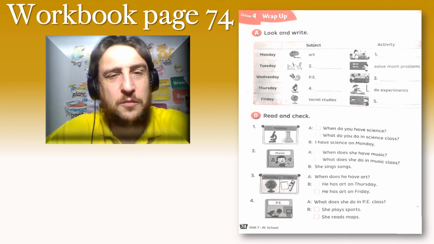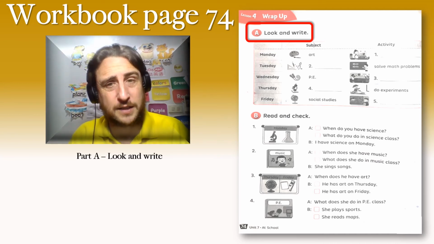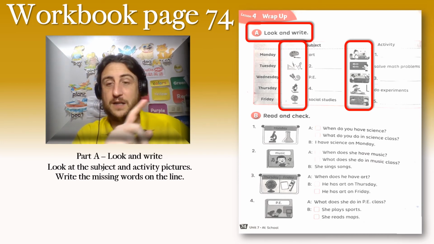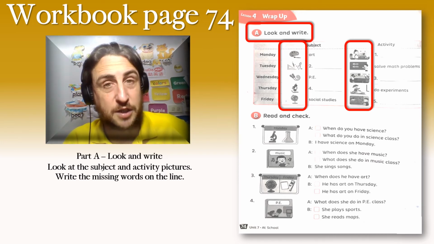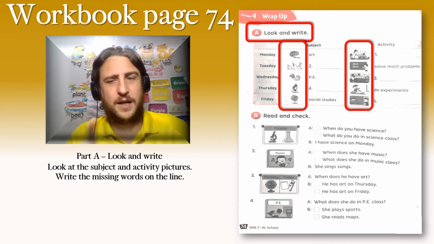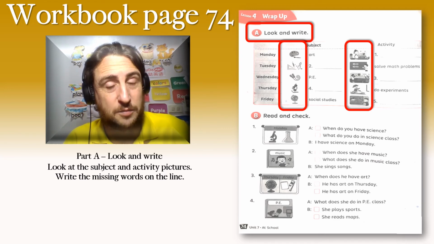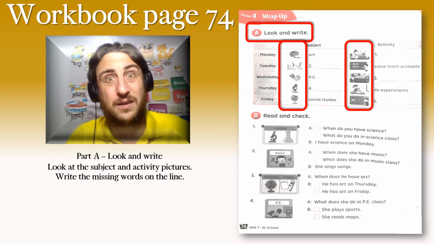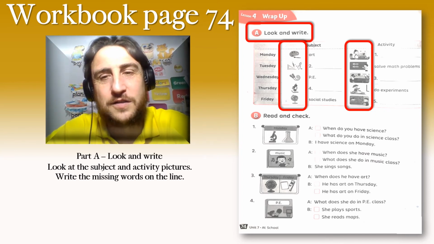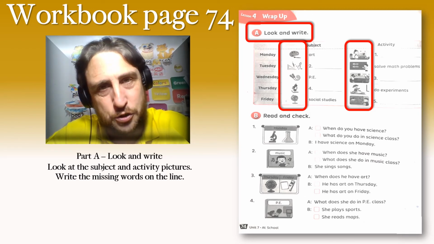Okay? So, what do we have to do for workbook page 74? Well, we have to do part A, which is look and write. Look at the subject and activity pictures. So on the left hand side, we have the subject pictures. These should tell you what subjects we are talking about. And on the right, we have the pictures for the actions in those subjects, the activity, what we do in that class. So you have to write the missing word on the line. So in subject, you write the subject, and in activity, you write the action.